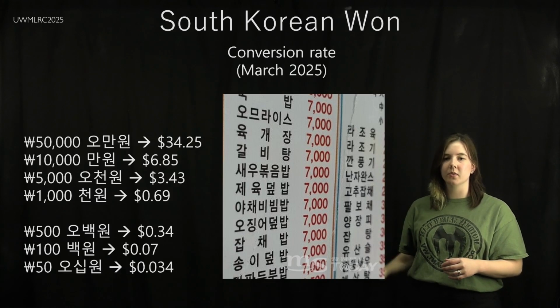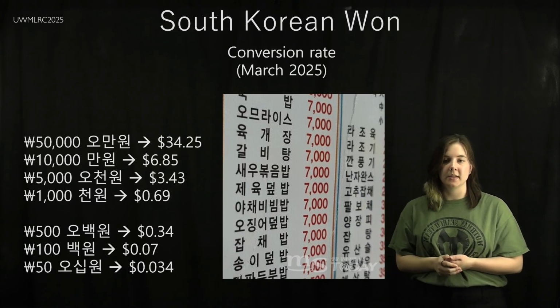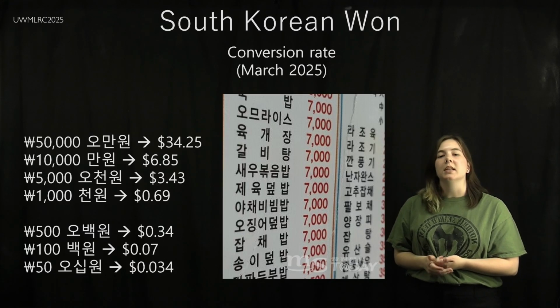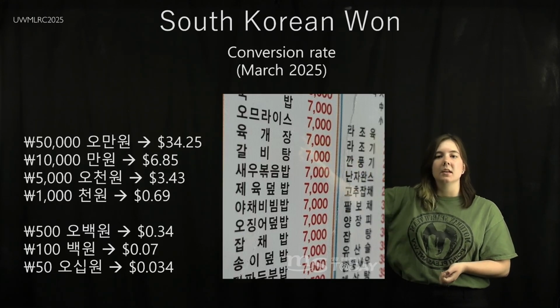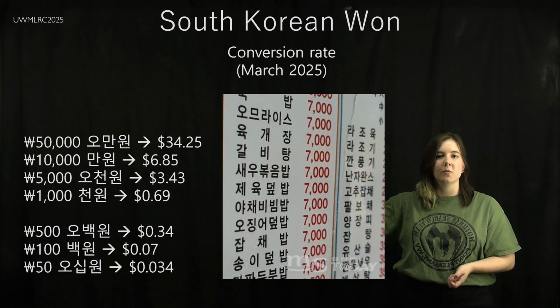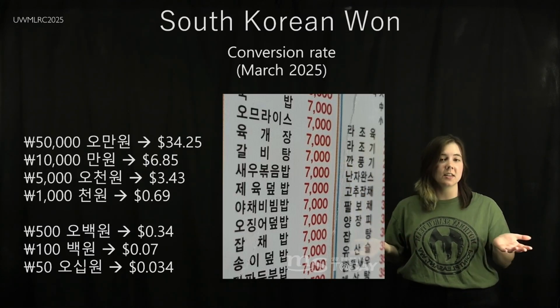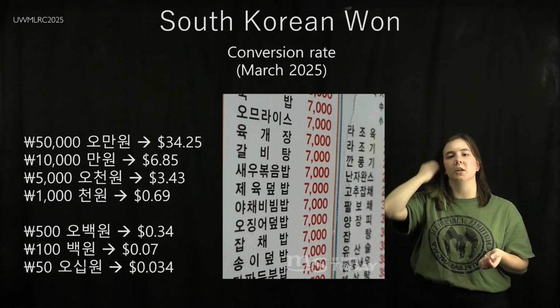This is how won on a menu may look like. There are different ways that you'll see it. So here, 육개장 is about 7,000 won, which might seem really expensive until you realize that's about $7. That's not that expensive. For 육개장, it's pretty good.